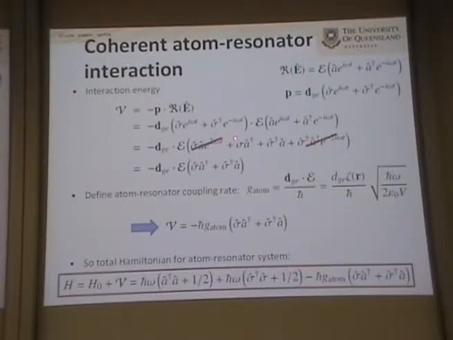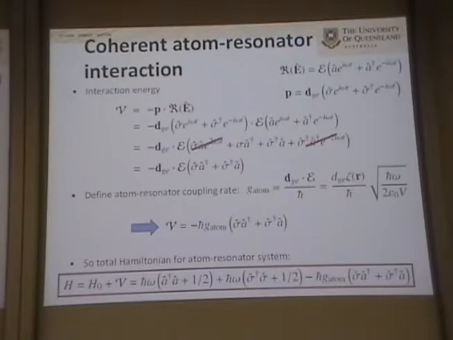And what you can see is that there are two terms which are slowly varying, and in this case somehow not varying, because I've chosen the atom and the cavity to be at the same resonance frequency, and you've got two terms which are oscillating very, very fast. Just as in the previous lecture, these fast oscillating terms we say are so fast that nothing in the system can respond at that rate, so we can just cross them out. And we're left with the interaction energy here.